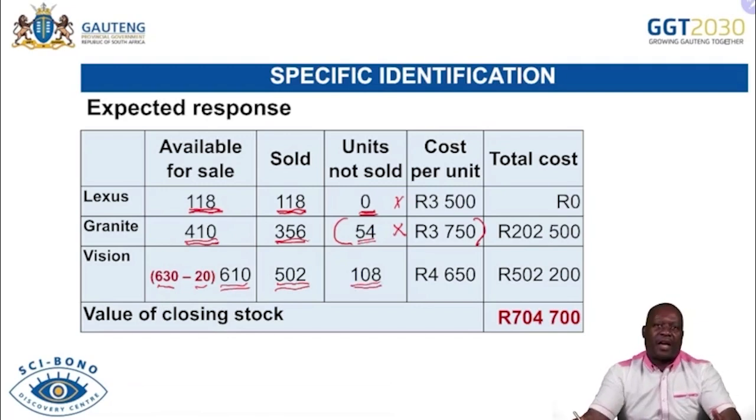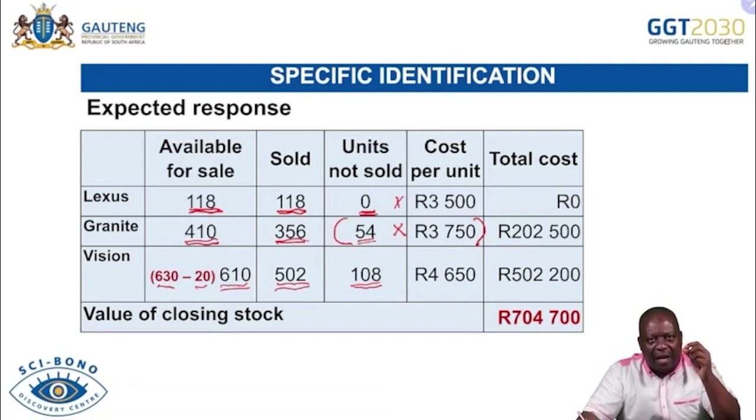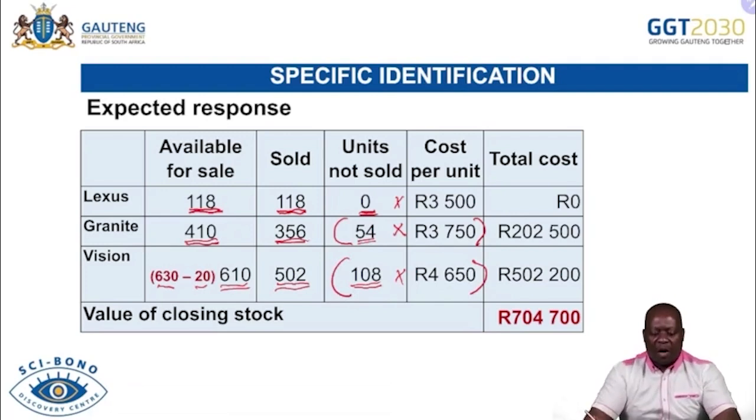108 are still available. It therefore means we need to give the value to those 108. And the unique thing about them is the cost price for one is known. Each was bought at 4,650. So we are going to use this on our calculator and say 108 times 4,650. And it is giving us 502,200.